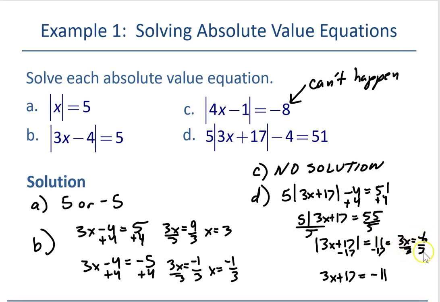Divide off the 3. One of my answers for this one, I'll put it right here, x can equal negative 2. Well, what's my other one? Let's do minus 17, minus 17, and that's going to give me 3x can equal, what is that going to be, negative 28. Divide by 3, divide by 3. 28 divided by 3 is going to be a weird number, so notice we cannot simplify that one, so we get negative 28 over 3.